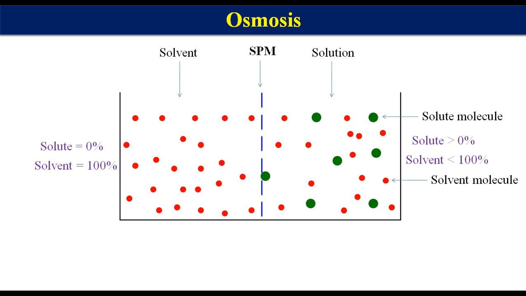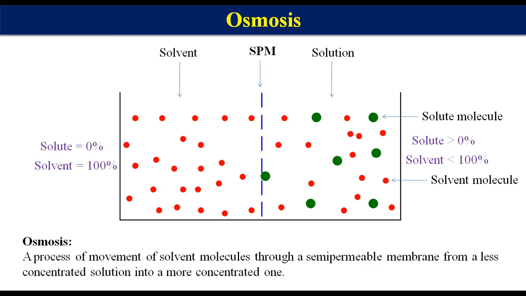This process will also happen when two solutions with different concentrations are separated by a semi-permeable membrane. This process continues till the equilibrium is reached. So, osmosis can be defined as a process of movement of solvent molecules through a semi-permeable membrane from a less concentrated solution to a more concentrated solution.